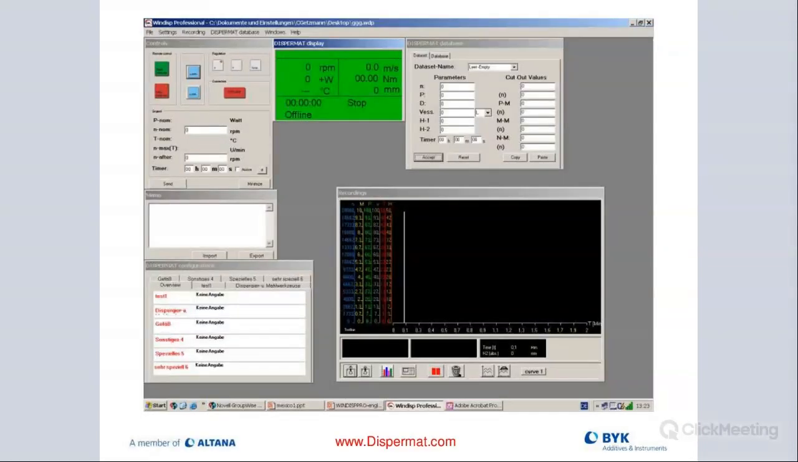So that is just the Windows 7 that you would see on your computer. It's a little dated, but we are working actually on Windows 10 right now. So that's going to be released very soon. And that's going to be a whole new user interface. But that's basically how you would be able to control or see the data that DISPERMAT is, the processing parameters on your computer. Okay.